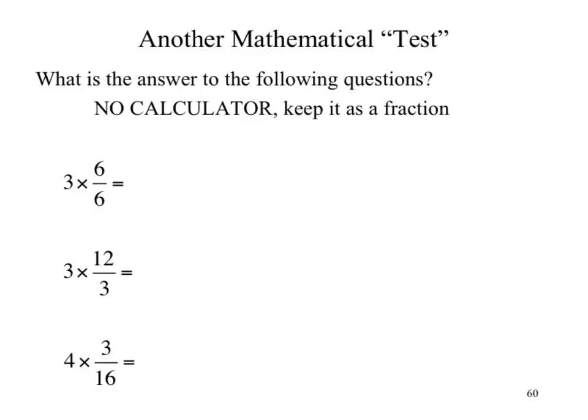So, another mathematical test. What's the answer to that first one? 3. How'd you do that? 3 times 1. You said 6 divided by 6 is 1. So the next one. 3 and 3 is 12. Next one. Come on, work with me here. 4, and we get 3/4.